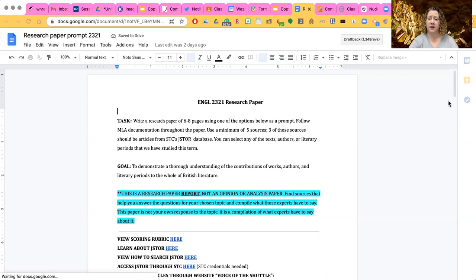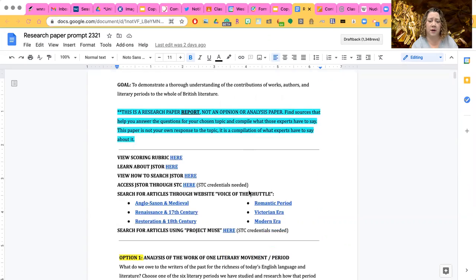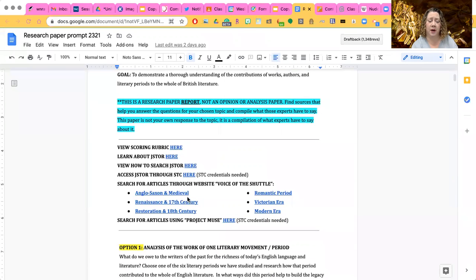Having a hard time finding good sources? Well, shoot me your thesis and let me know what you already have. I can do some searching for you. I think there are 3 really good sources right here on the research paper document.